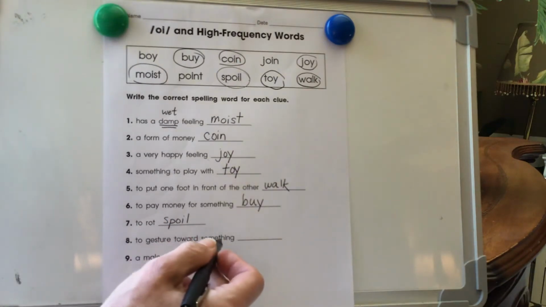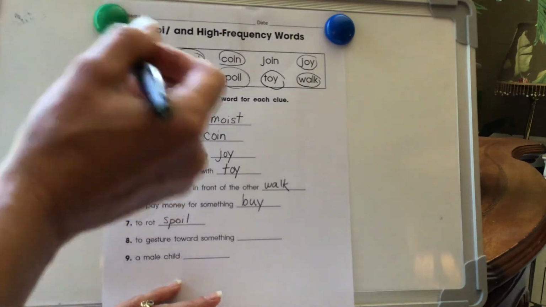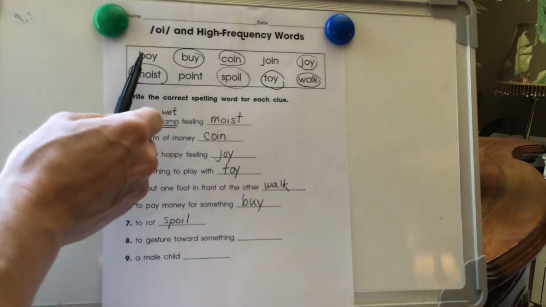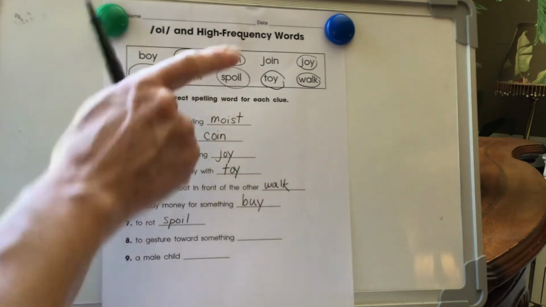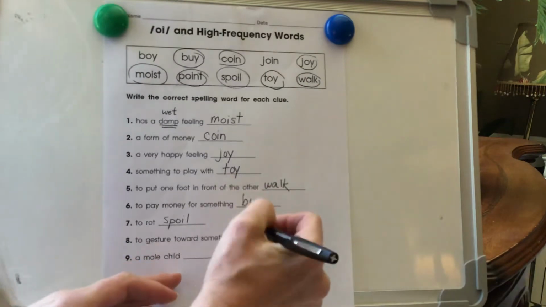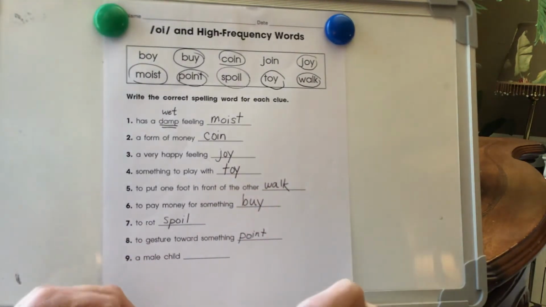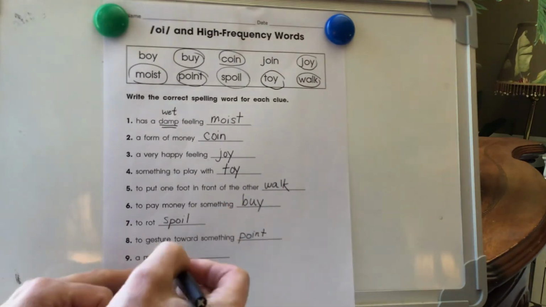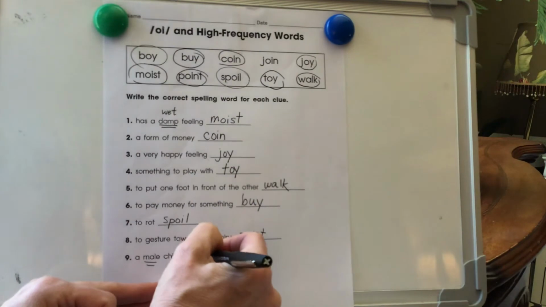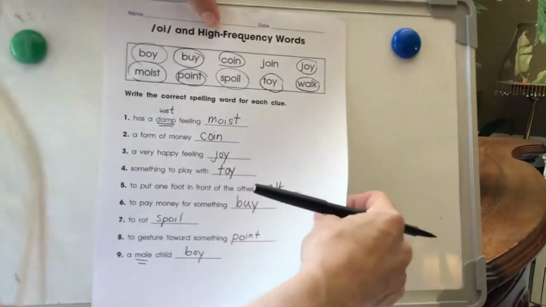To gesture towards something. That one's a little bit tricky. A gesture means kind of like a hand motion. So which one of these is a hand motion? Is a boy a hand motion? To point. Ooh, point is a hand motion. So we know that's going to be, point is our hand motion. The last one is a male child. A male child is a boy. Okay? Again, feel free to pause the video as needed.